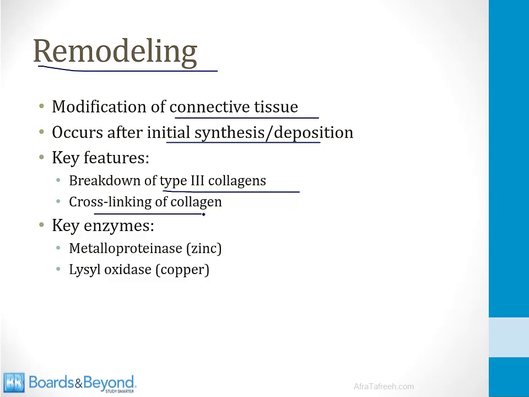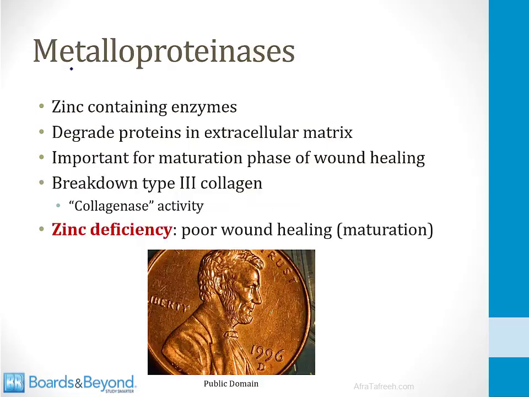And key enzymes involved in this part of scar formation include metalloproteinases, which require zinc, and the enzyme lysyl oxidase, which requires copper. And so as we'll see, you need zinc and copper in your body to appropriately form scars. Metalloproteinases get their name because they are enzymes that contain metal.